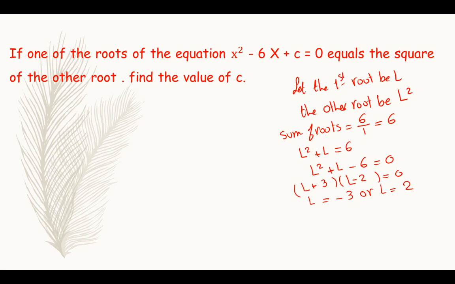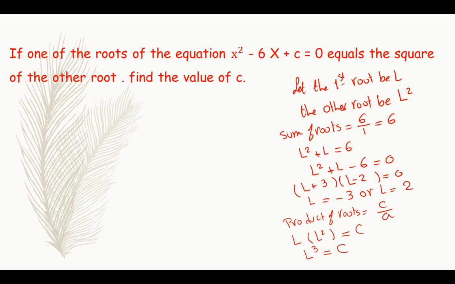But in this example we don't want to find the value of L. We need to find the value of C, and C here is the absolute term. So we are going to go to the rule of the product. Product of roots equals C over A. So the product of roots will be L multiplied by L power of 2. This is equal to C over A. C over A equals C over 1, which is equal to C. L multiplied by L power of 2 will be L power of 3. So L power of 3 equals C.